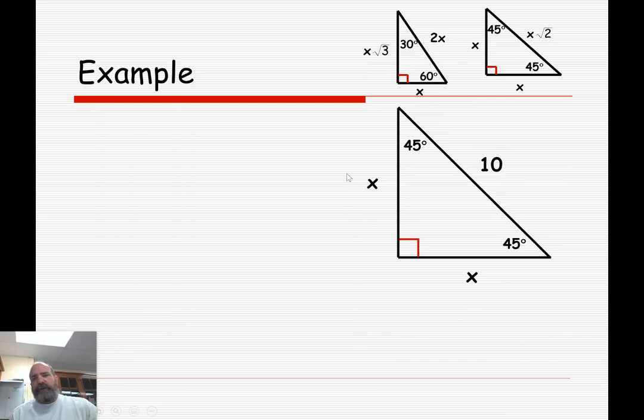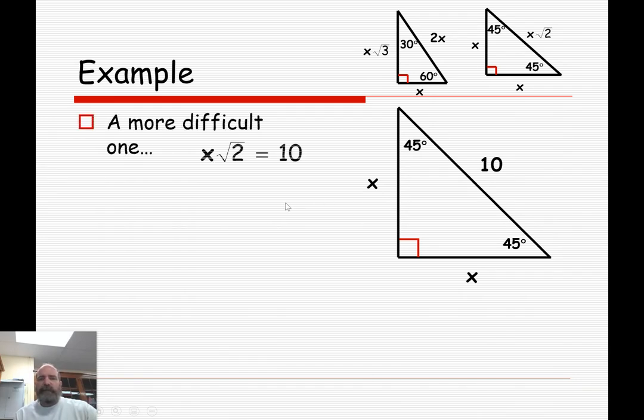Okay, and you can also do this using the Pythagorean theorem, and I'm going to show you that here in a minute. But let's do special right triangles. Okay, they give me that one is 10. So I know this is x times an x, and this is x square root of 2. So 10 equals whatever x is times square root of 2.